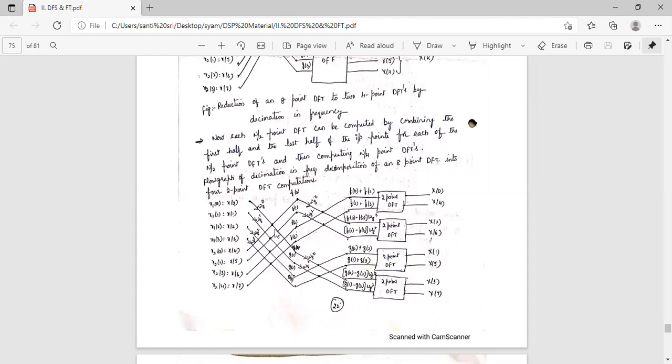So this is the 8-point DFT, then 4-point DFTs. Here the twiddle factors will be W8 power 0, W8 power 1, W8 power 2, W8 power 3. Here W8 power 0, W8 power 2, and this is also W8 power 0, W8 power 2. Finally, we will get the final result: x of 0, x of 4, x of 2, x of 6, x of 1, x of 5, x of 3, x of 7. Like this, it will be decomposed into 4-point and then 2-point DFTs.